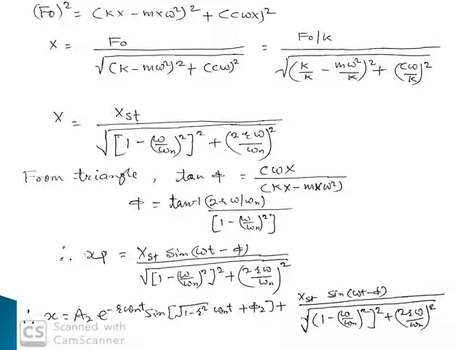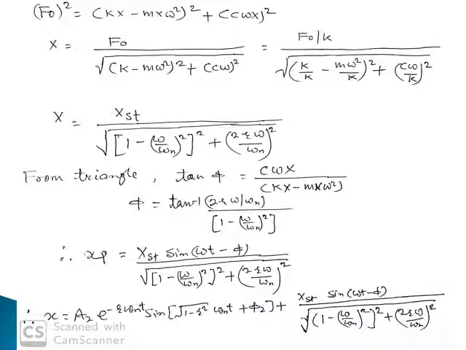So the amplitude of this particular solution will be as shown in the slide. X is equal to x_st divided by this whole factor. And from this triangle we can also find tan phi. Therefore tan phi is c omega x divided by (k x minus m x omega square). The x's cancel out each other, and therefore phi is equal to tangent inverse of 2 zeta omega by omega n divided by 1 minus (omega by omega n) square.